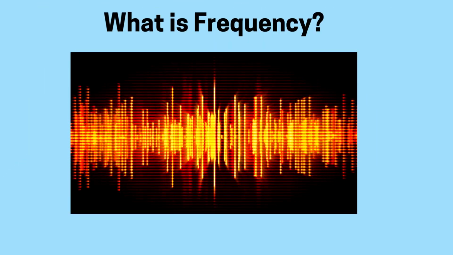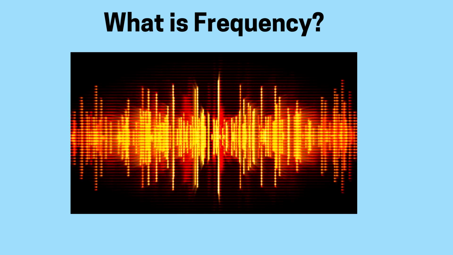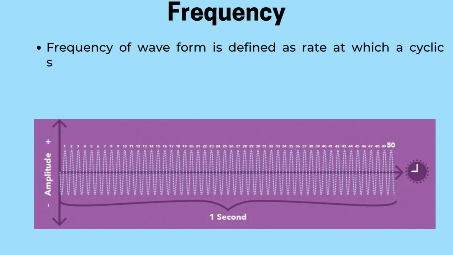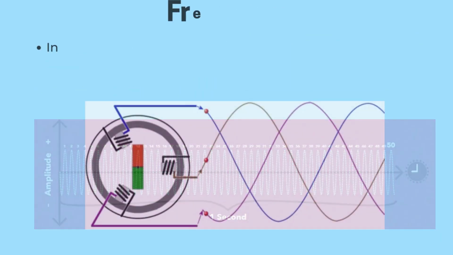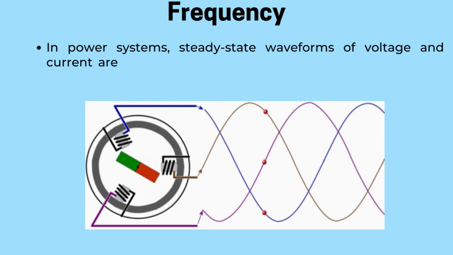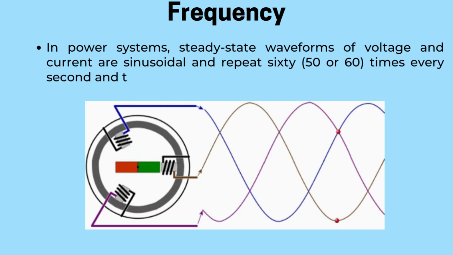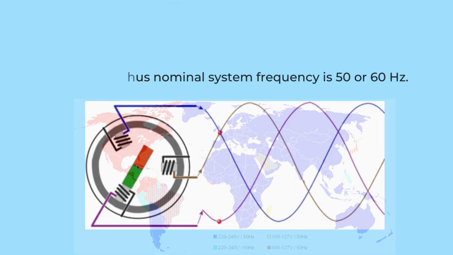Before we dive into the fascinating world of frequency-related tripping in IBR, let's take a moment to understand the concept of frequency itself. In the realm of electrical signals, frequency refers to the rate at which a cyclic signal repeats itself within a given time frame. It's like the heartbeat of the power system, dictating the rhythm at which energy flows. In power systems, the steady-state waveforms of voltage and current follow a sinusoidal pattern, gracefully oscillating back and forth. These waveforms repeat themselves a specific number of times every second, and this repetition defines the frequency of the system.